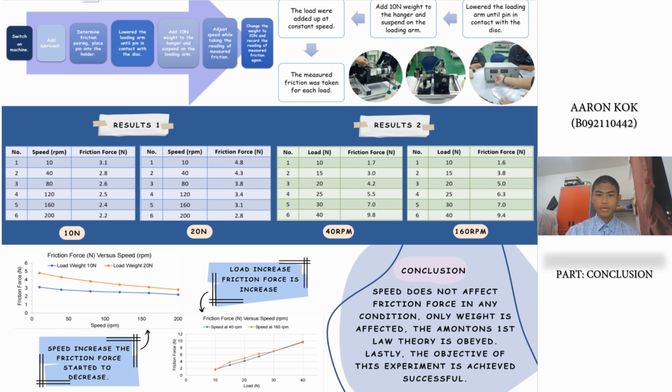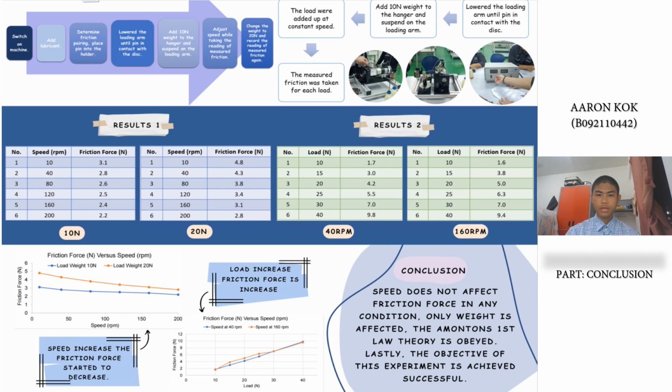For the conclusion of this experiment, the experiment examined the lubricant testing on different load and speed. Two separate experiments were conducted in this lab. In experiment 1, students used only 10 and 20 Newton weights as a manipulation throughout 6 samples of RPM, which are 10, 40, 80, 120, 160, and 200 RPM. From the point of view of the results, 20 Newton produces a greater friction force than 10 Newton. As the speed increases, the friction becomes lesser, and vice versa.